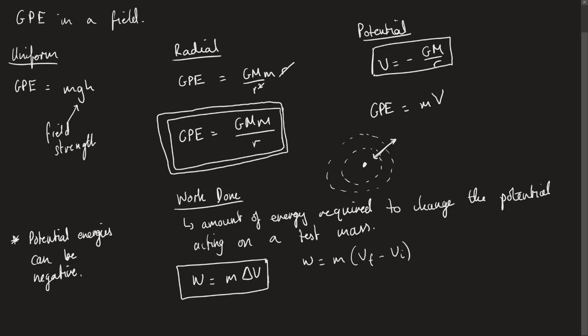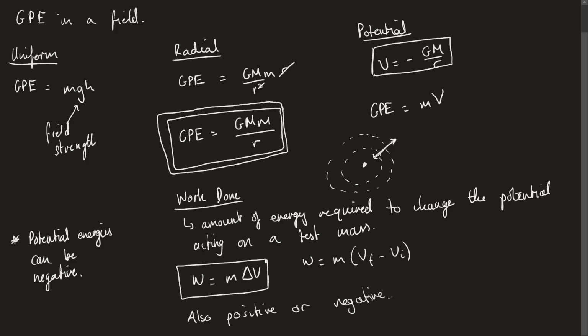If you're ending up moving towards it, your work done can be negative, okay? So that means that my initial potential is bigger than my final potential because I'm getting closer. So that means that this is then going to be a negative number, which means that actually my work done will be negative. So the work done, because it's the energy transferred, you can both lose or gain energy. So work done can also be positive or negative, okay, depending on which direction that you're moving in.